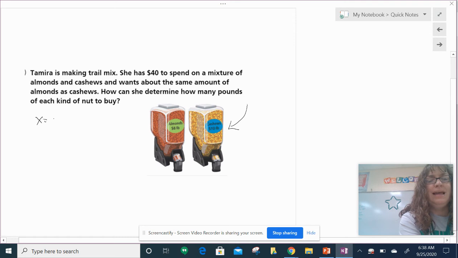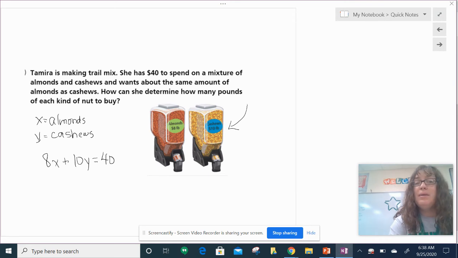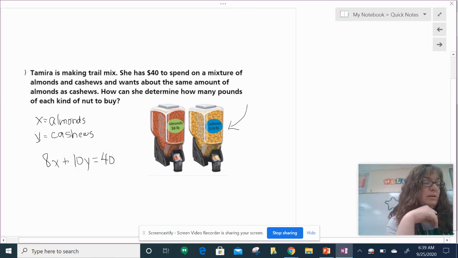So I'm going to start by saying X is the amount of almonds that I'm going to purchase, and Y would be the amount of cashews that I'm going to purchase. So I could write my equation of 8 times x plus 10 times y is equal to the $40 that she's going to spend. Remembering here, I can have lots of different possibilities. So I could start by finding my x and y intercepts and then work towards something in between each one of those. Or I can just look at the different possibilities of what she wants to purchase.